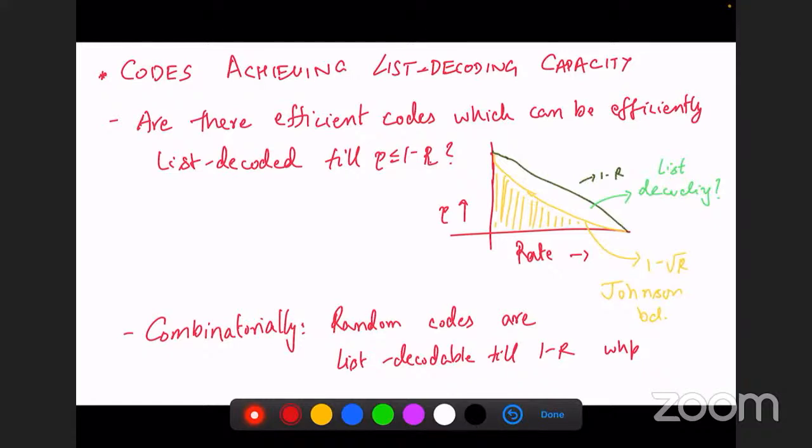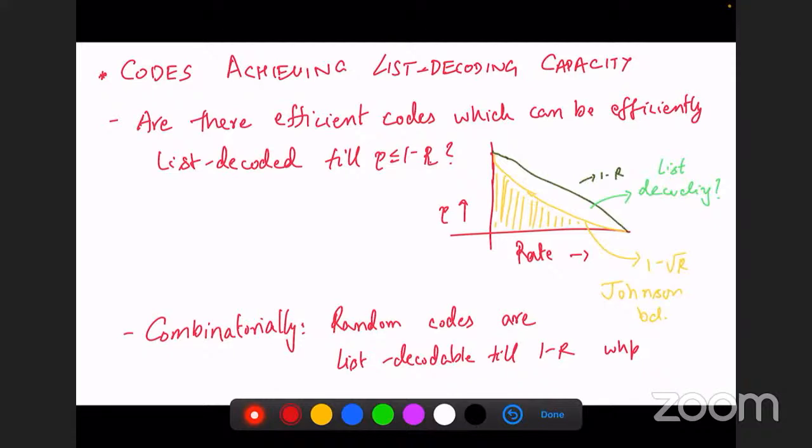So in this graph, as you can see, there is the yellow region, which is the region given by the Johnson bound, which for the Reed-Solomon code, we also know how to efficiently list decode, and combinatorially, we know that you can always list decode. But the green line, which is 1 minus R, lies above this region. So the lacuna between these two regions is what we are trying to answer.